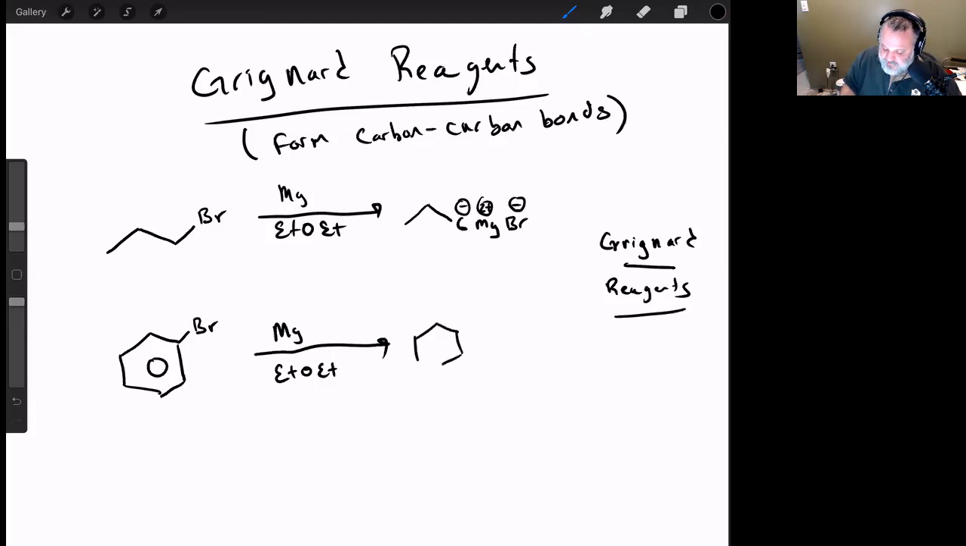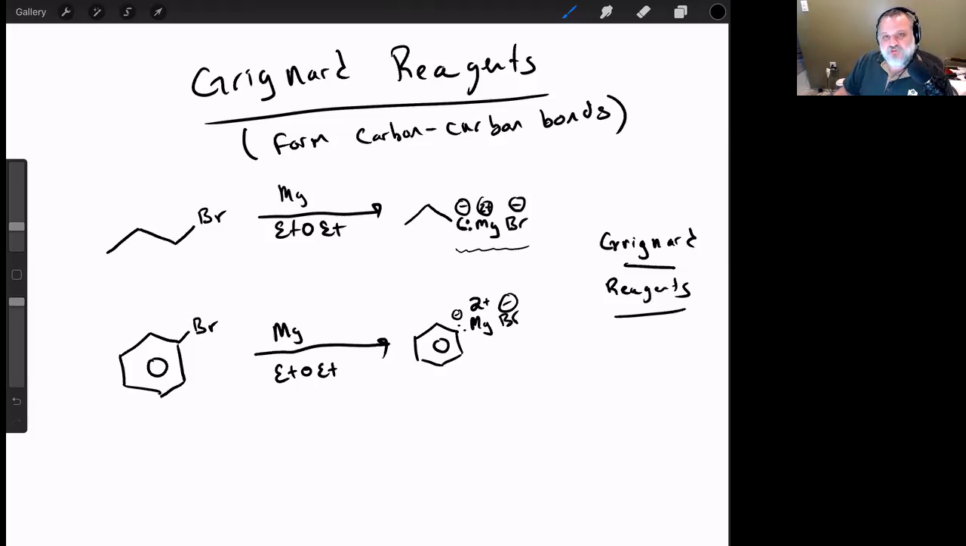The magnesium inserts in between the carbon and the bromide. And so I'm showing you this particular version here to show you that the carbon does end up being somewhat anionic.